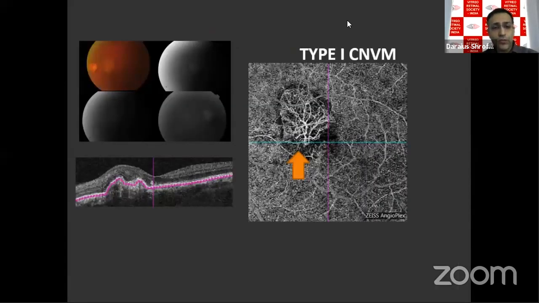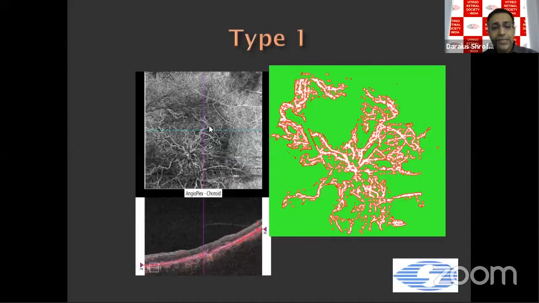You can see beautifully the network seen under the RPE in the type 1 CNVM. One of the fellows did this for us, and you can see how vast the network is actually. If you see the B scan of the OCT, it does not look this significant, but you can see how vast the Octa is and how nicely the network is being picked up by the Octa in this case.